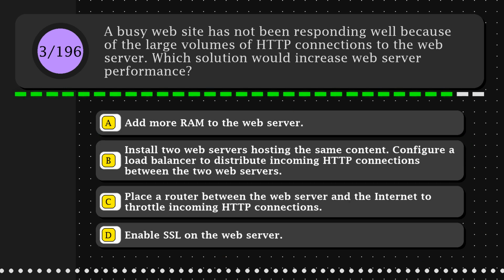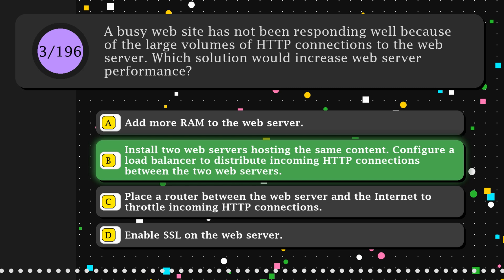Question 3. A busy website has not been responding well because of the large volumes of HTTP connections to the web server. Which solution would increase web server performance? Option A, add more RAM to the web server. Option B, install 2 web servers hosting the same content. Configure a load balancer to distribute incoming HTTP connections between the 2 web servers. Option C, place a router between the web server and the internet to throttle incoming HTTP connections. Option D, enable SSL on the web server.